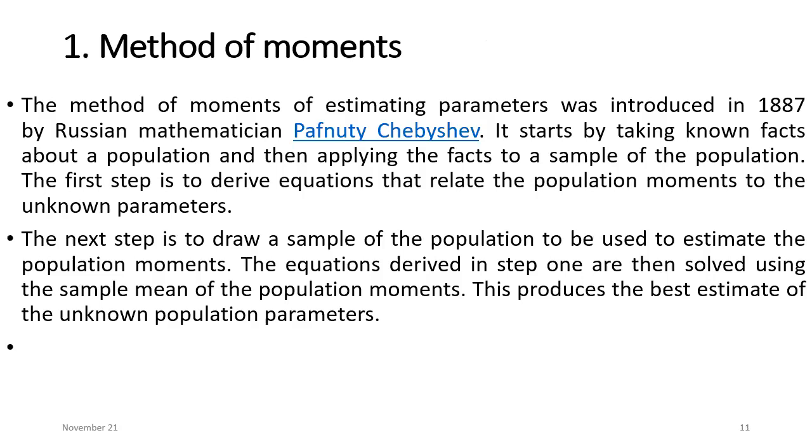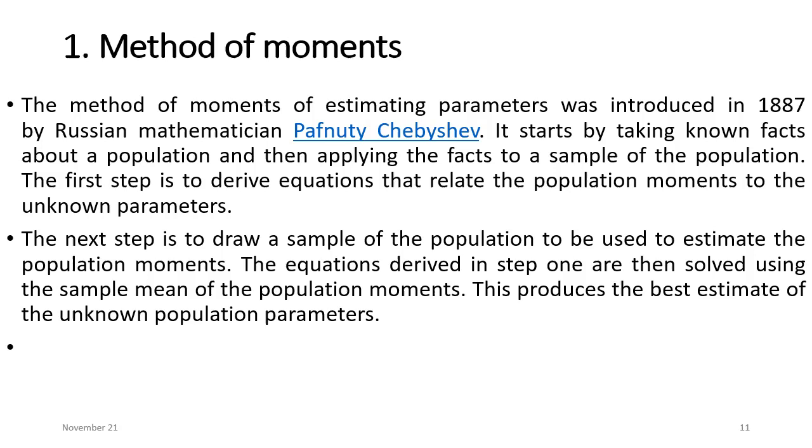The first method is the method of moments. The method of moments for estimating parameters was introduced by the Russian Chebyshev. It starts by taking known facts about a population and then applying the facts to a sample of the population. The first step is to derive equations that relate the population moments to the unknown parameters. The next step is to draw a sample of the population to be used to estimate the population moments. The equations derived in step 1 are then solved using the sample moments.